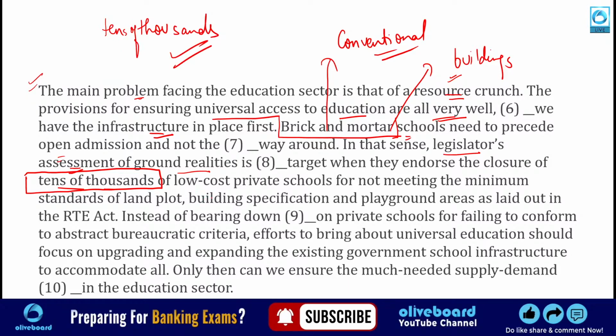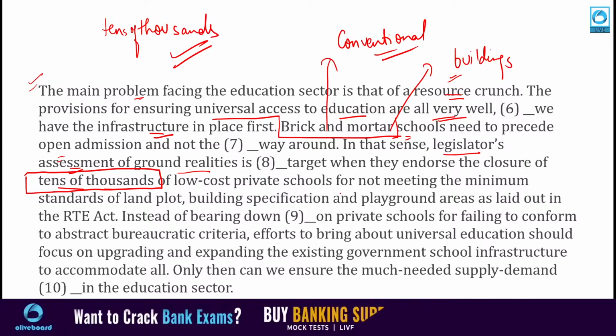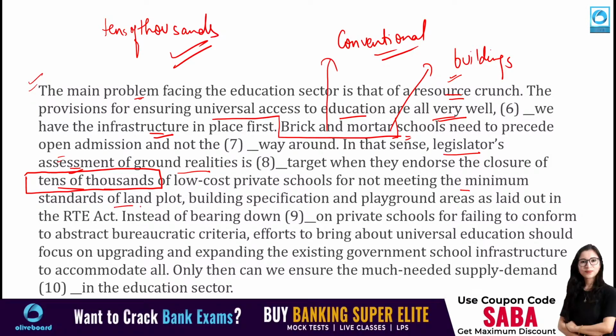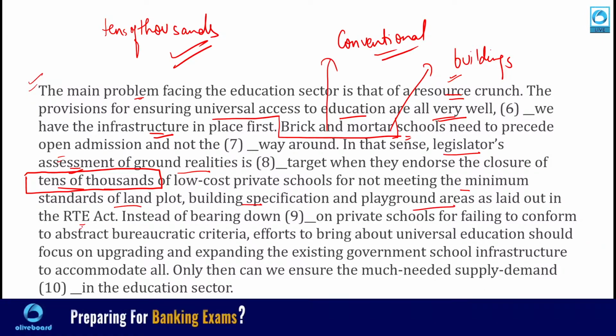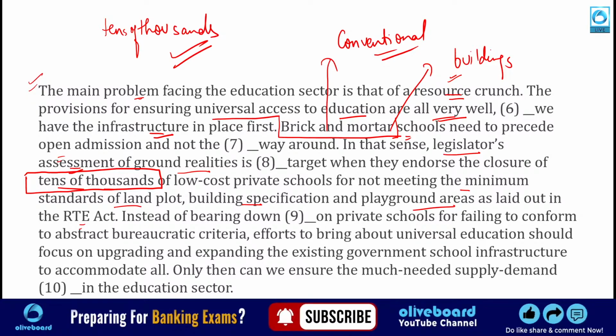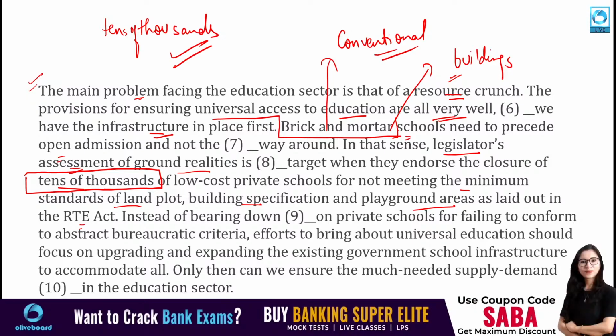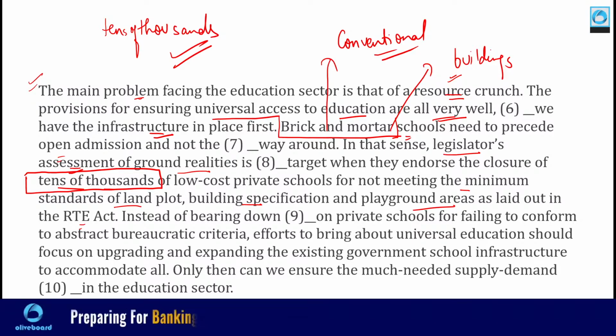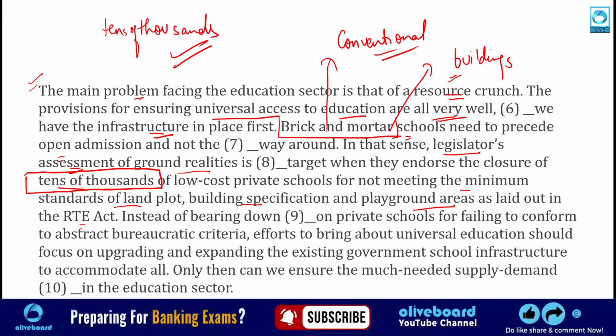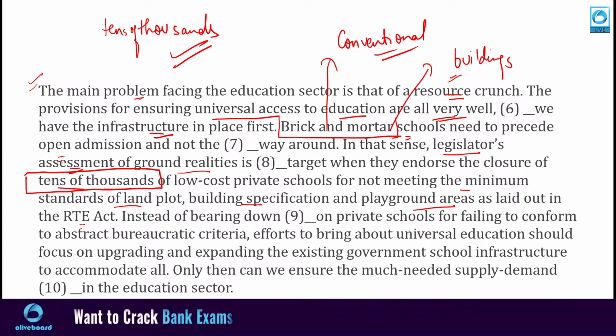Okay, so tens of thousands of low-cost private schools for not meeting the minimum standards of land plot, building specification and playground areas as laid out in RTE. Now, what it is saying कि अब इसमें जो legislators हैं, when they assess the reality of a school, they close at least tens of thousands of schools. Why? Because those low-cost private schools fail to meet the criteria for a school building that has been specified in RTE. They don't have that much land plot area, they don't have building specification, so they just close. They don't even give the license to those schools. So this is what, this is dash target.